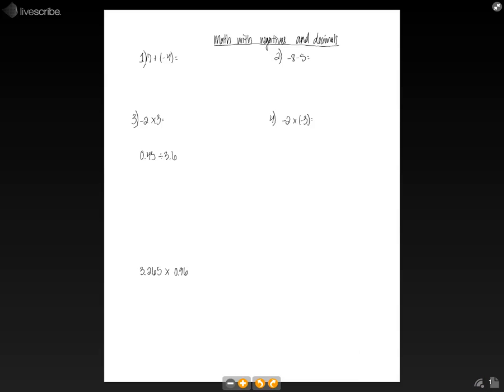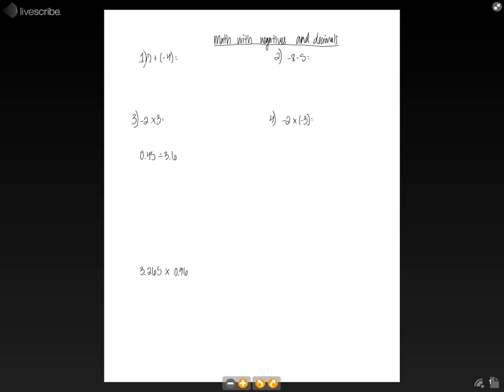In this lesson, we're going to go over some basic math operations involving negative numbers as well as decimals. And so first we're going to do adding and subtracting with negative numbers. So the first problem is 7 plus negative 4.